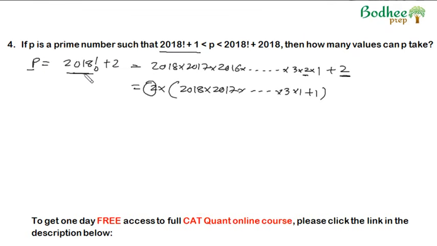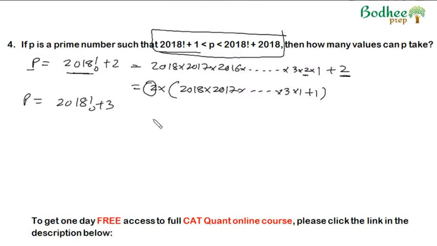So we can say that the smallest possible number which p can take in this condition is not a prime number. Now if I want to take the next number, then it has to be 2018 factorial plus 3. Again we can take out 3 common, because this number is a multiple of 3, right? So we can take 3 common, and the rest of the things will come down here. So again, if p is equal to this, then this is a multiple of 3. So again p will not be a prime number.